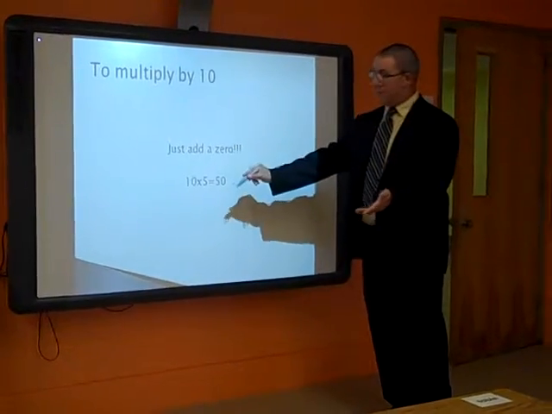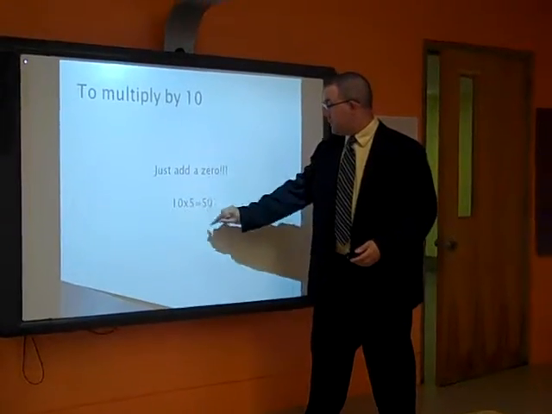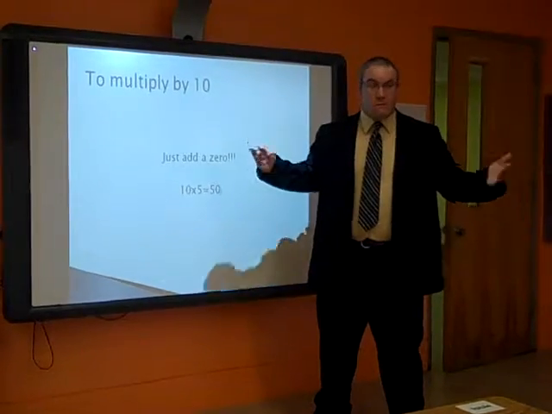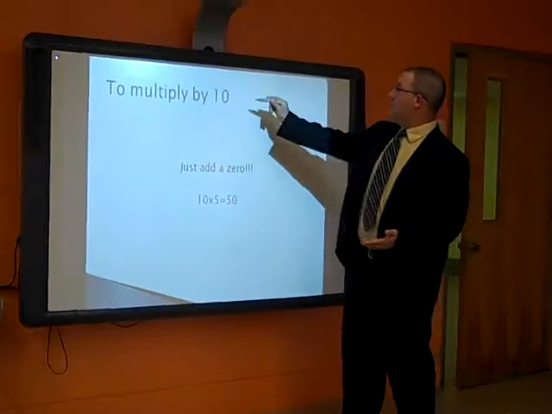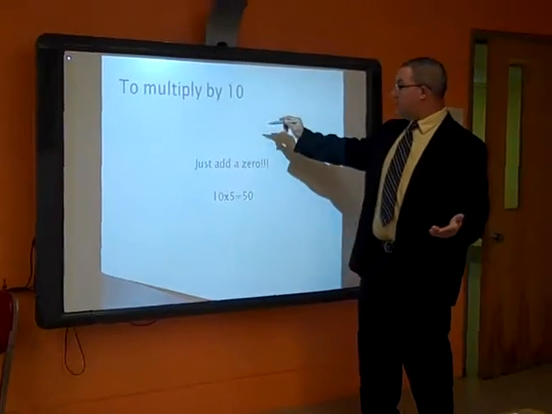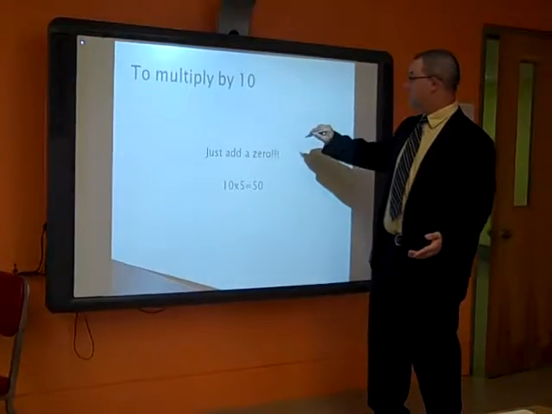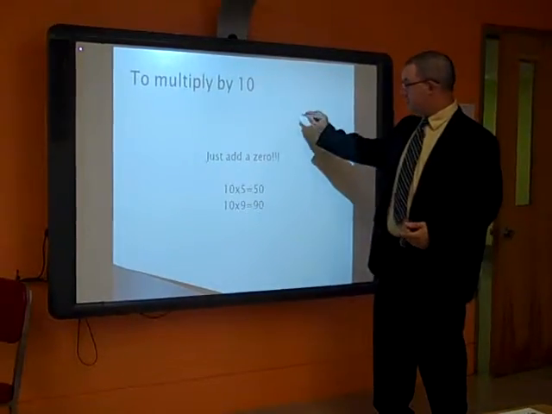So, example, 10 times 5 is 50. I took my number, I wrote it down, and I added a 0. Easy, right? Easy, easy, easy. Do y'all agree? If I would multiply times 100, wouldn't I add another 0? Yeah, exactly. All right. What's another? 10 times 9, they did the same thing there.